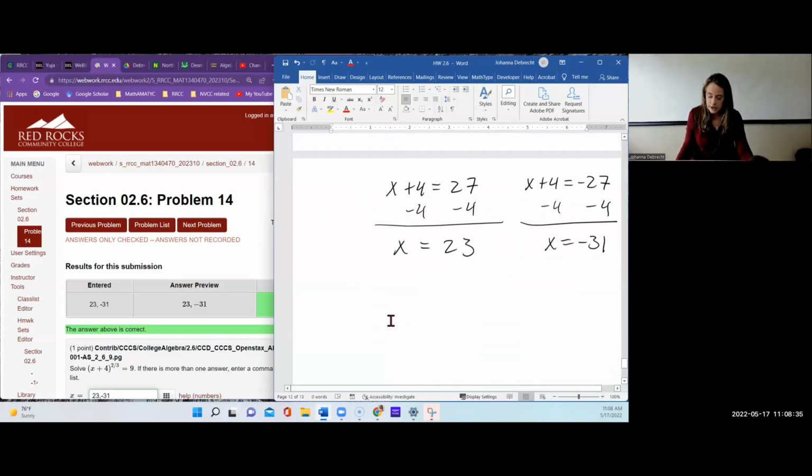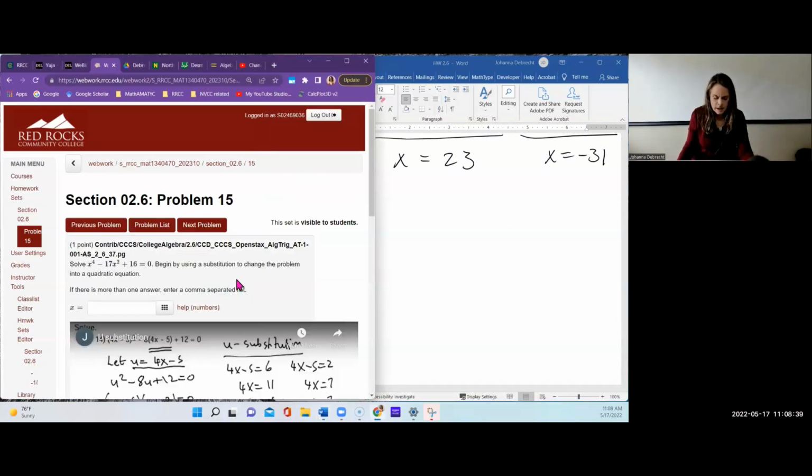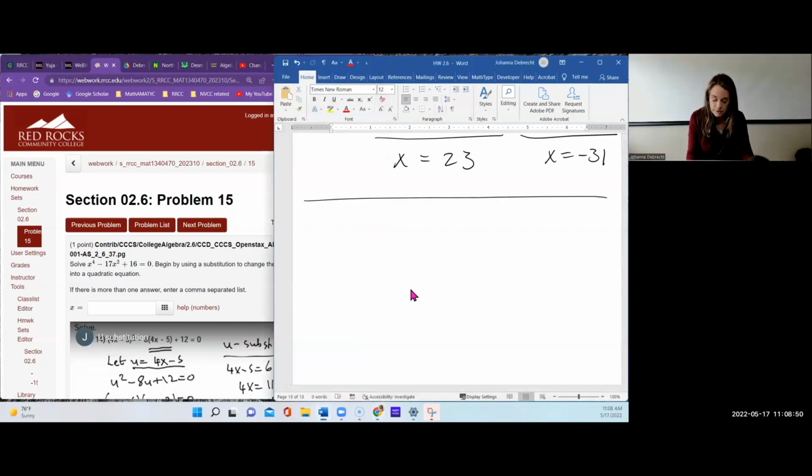Let's take a look at another type of problem. In this particular problem, we have x to the fourth minus 17x squared plus 16 equals 0. We don't normally solve ones that are the fourth degree, but we can solve this one because even though it's not a quadratic equation, which has the highest power being 2, it is like a quadratic equation in the way that it solves itself.